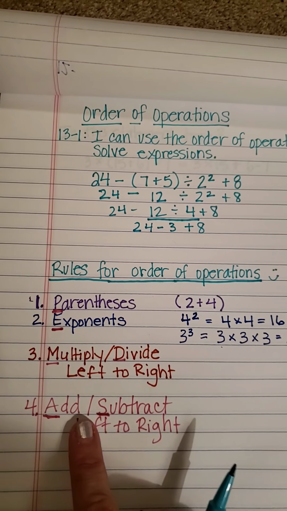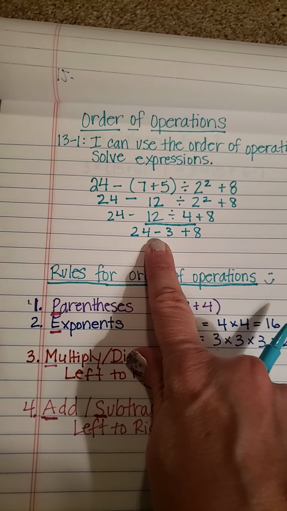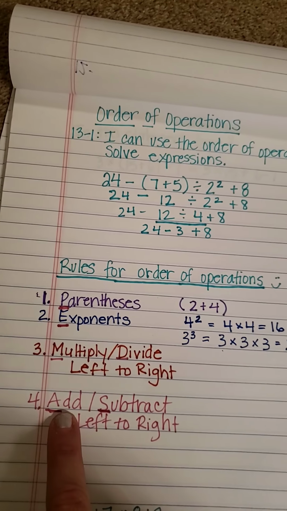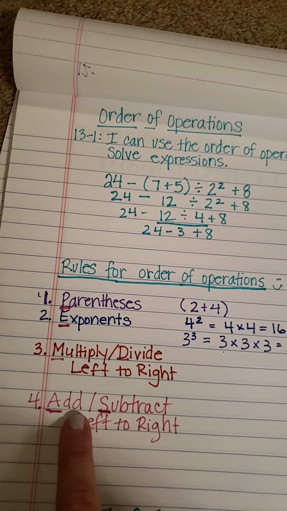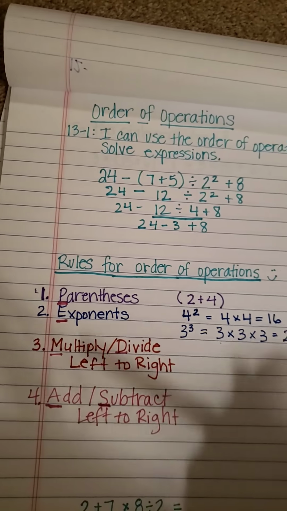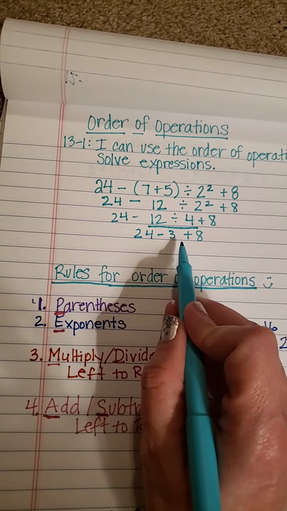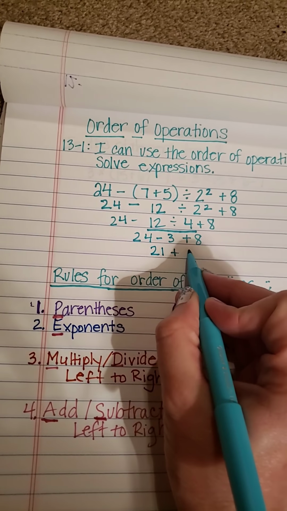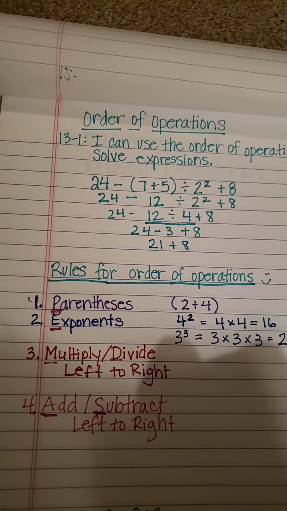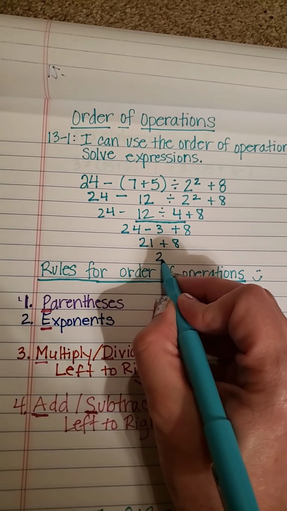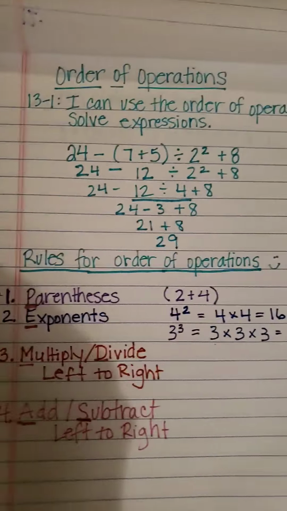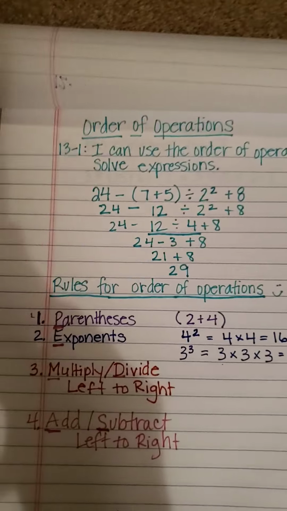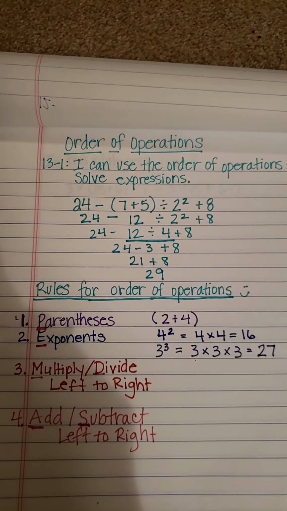Now, all we have left is adding and subtracting. Look, we've got the subtracting first. So here's a case just like I was telling you. You don't add necessarily first or subtract first. You do it in whichever order it comes left to right. So now we're going to take 24 minus 3, which is 21, plus 8. 21 plus 8 equals 29. And guess what we've just done? Algebra. We've just done an algebraic expression. So how cool is that?